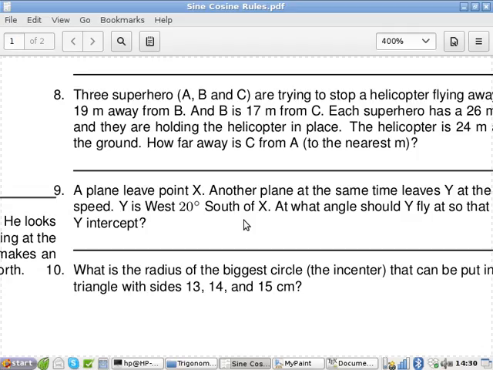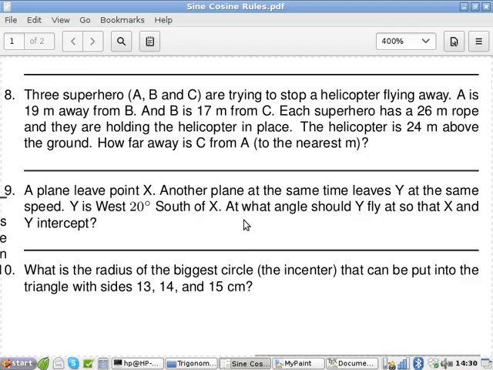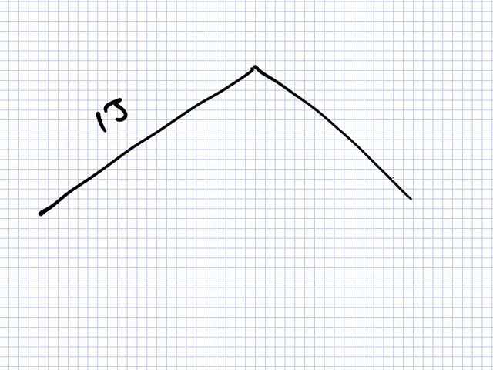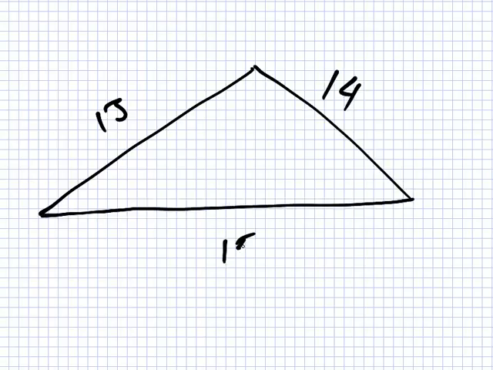Anyway, what do we think? Do we want the last one? For those people who don't know, I'll draw it, and then you can try for a minute. So, what is the radius of the biggest circle that can be put into a triangle with sides 13, 14, 15? So, what we have is a triangle. This side is 13. This side is 14. This side is 15.